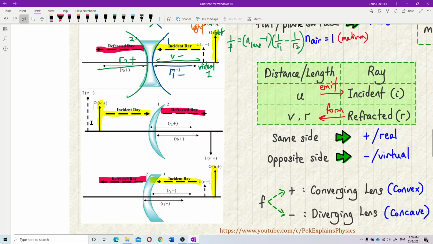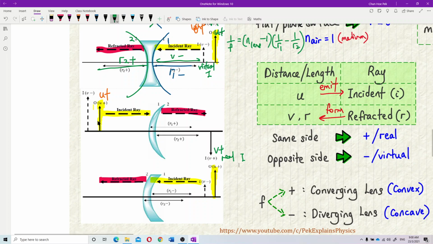Okay, so this object distance U is positive because it is on the same side as the incident ray. If the incident ray comes here and the refracted ray goes over here, this image is positive or negative? This V is positive because it is on the same side as the refracted ray, so this is a real image.